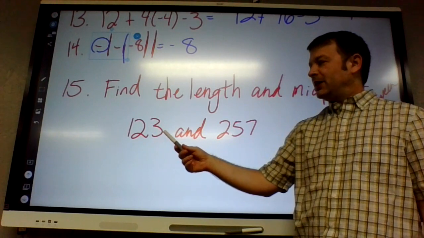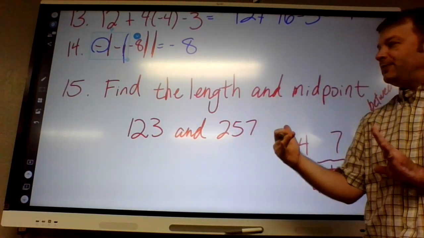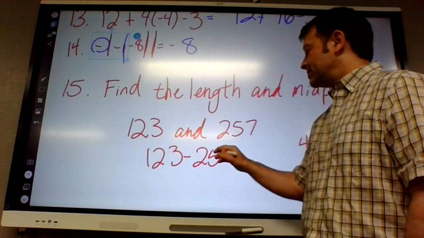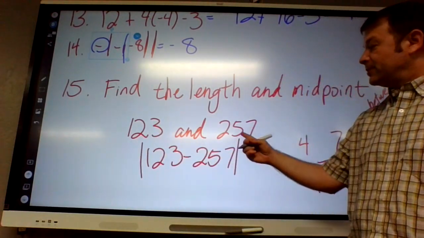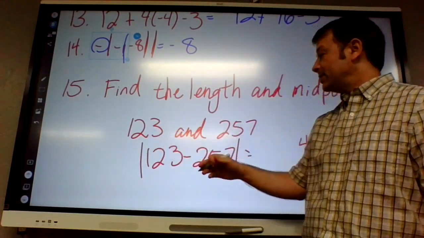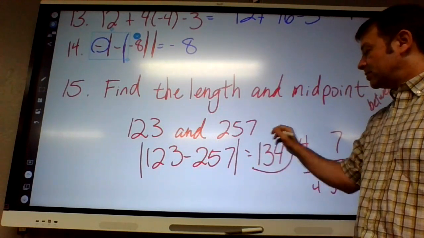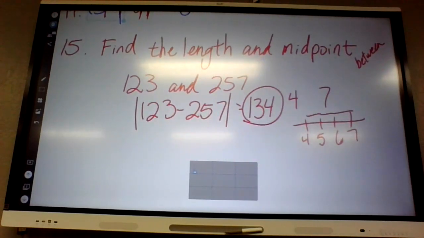Is it possible to get a negative answer on the length? Well, you might get something negative if you do this minus this, but you just need to make it positive. Absolute value. Make your answer positive. You could just do the big one minus the small one. So it's 134. If you put a negative, you will lose points. A couple probably.